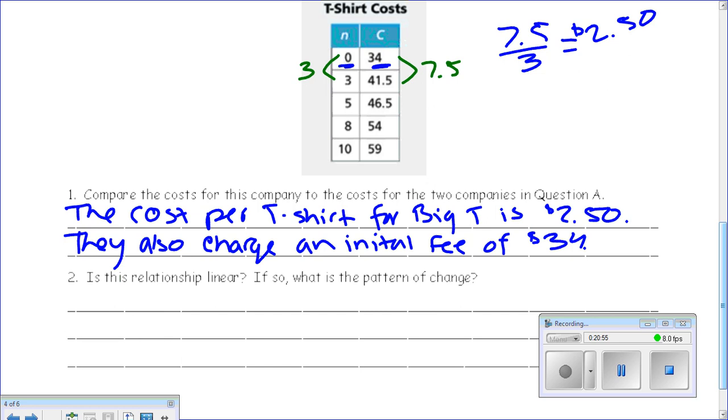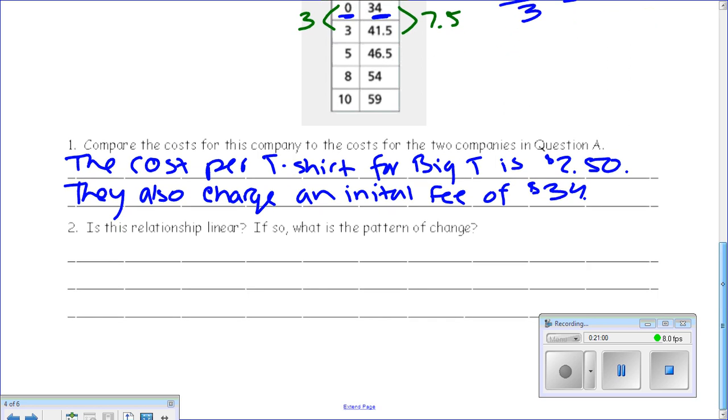It says, is this relationship linear? If so, what's the pattern of change? Is this a linear relationship? No, why is it not? Anthony Coleman. It isn't because the numbers for n are going up unevenly. Like they're not going up at a constant rate.